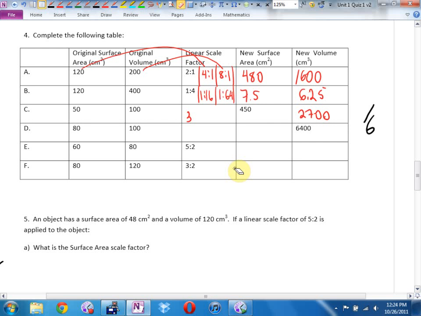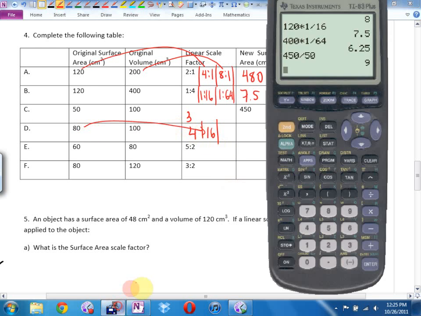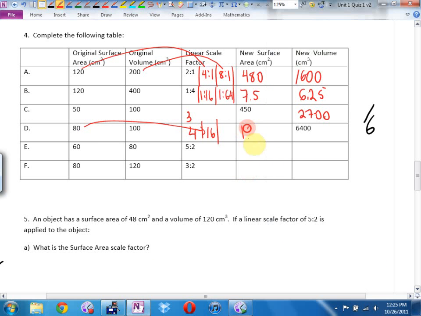Let's see. They gave me the new volume and the original volume, so my volume scale factor is 64. How can I figure out my linear scale factor? Cube root, the linear scale factor is 4. And now that I know my linear scale factor, my area scale factor is going to be 16, so I'm going to multiply the 80 by 16. 80 times 16. Is your area 1280? And let's erase that. So the answer here would be 4, the answer here would be 1280.